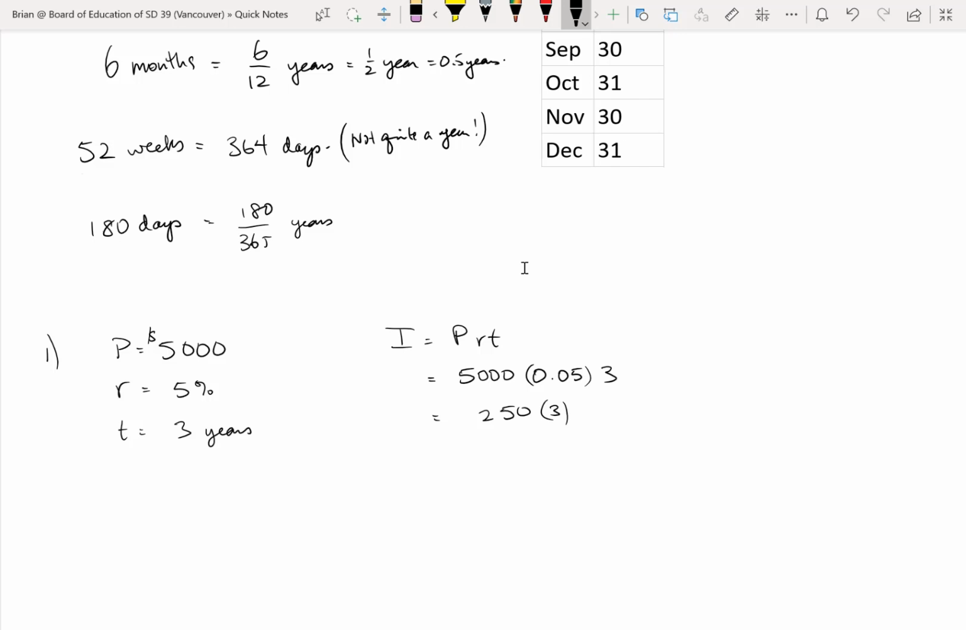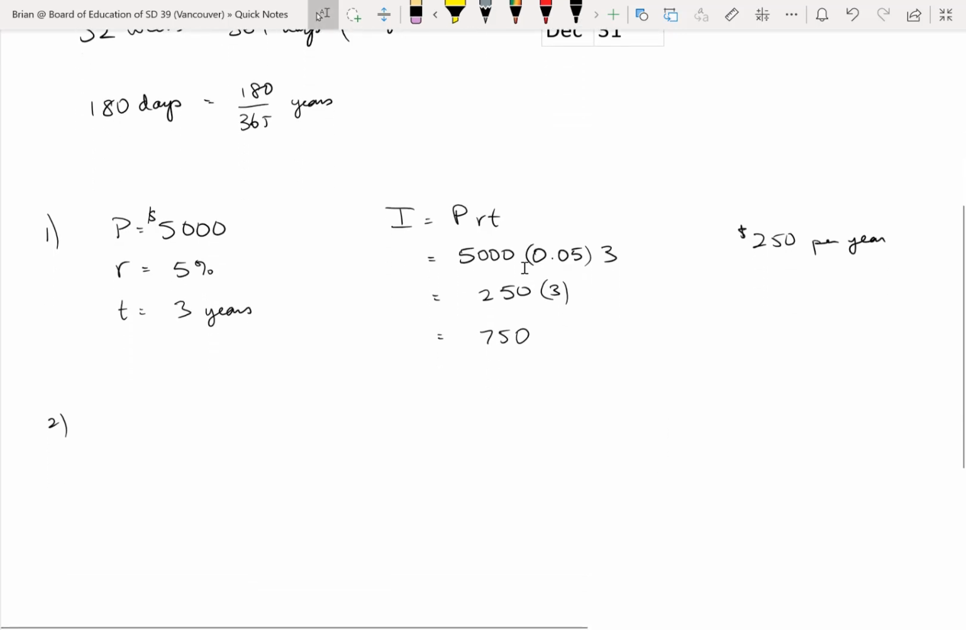All right, it's always a good idea to estimate these things. 10% of 5,000 would be 500. 5% would therefore be half that, $250. So you'd be getting $250 every year, and since it lasts 3 years, you'd get a total of $750. All right, so the interest earned there is $750, and we can also say it's $250 per year over the course of 3 years.